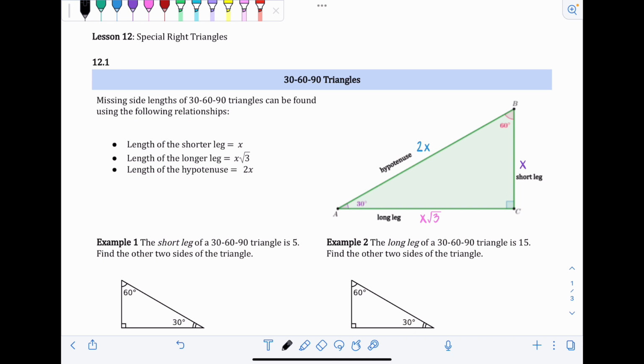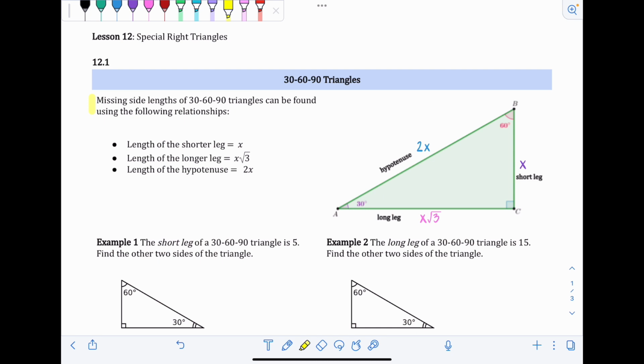So starting up at the top, missing side lengths of 30, 60, 90 triangles can be found using the following relationships. Let me backtrack a little bit. It's called a 30, 60, 90 triangle because those are the angle measurements inside the triangle. All of the angles in a triangle have to add up to 180. So 30 plus 60 plus 90 is 180. It's just one of our special types of right triangles.